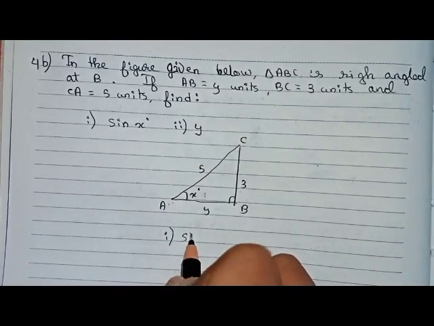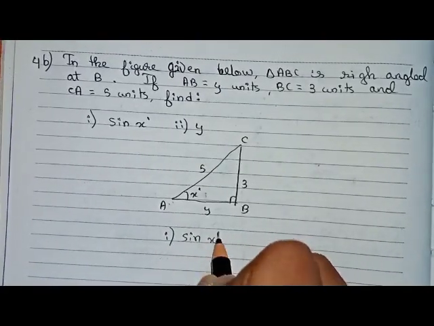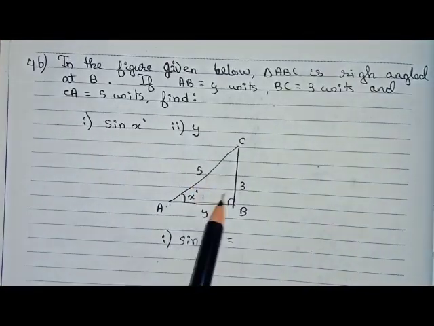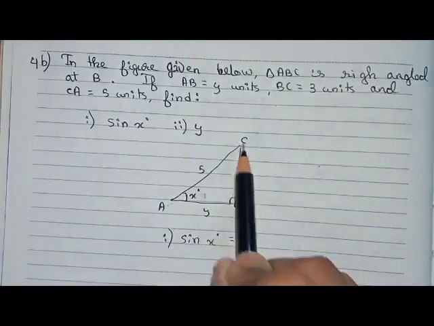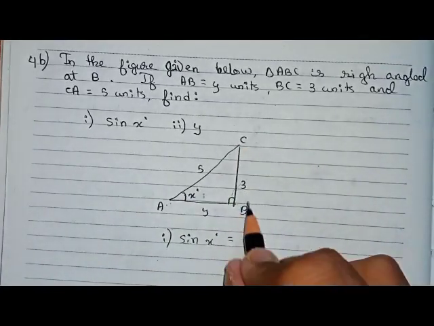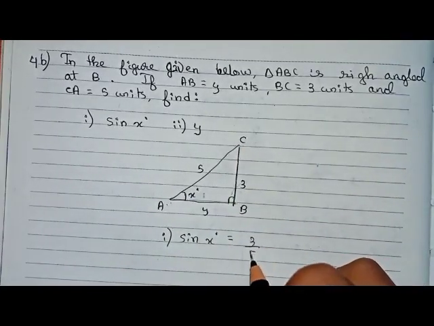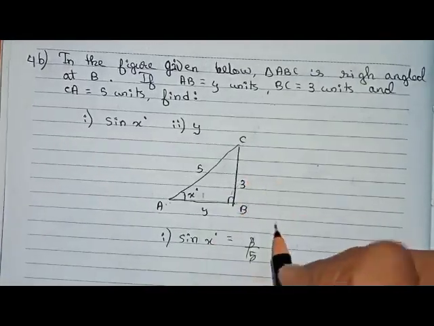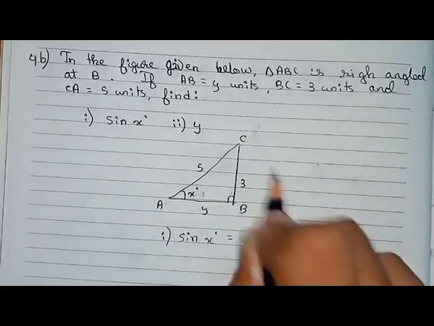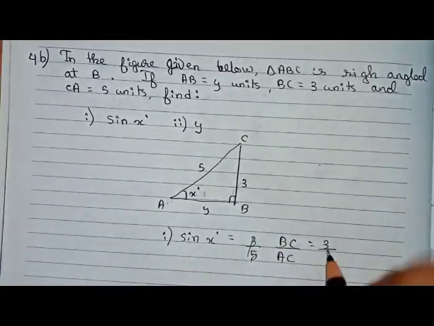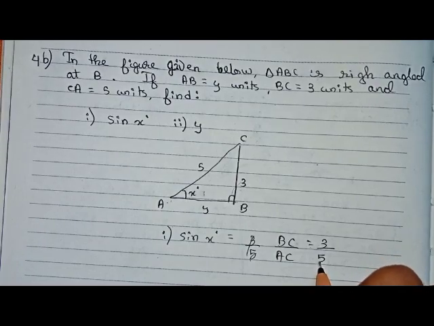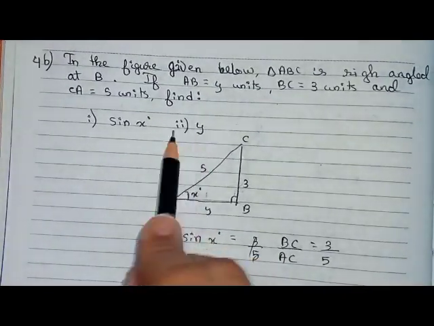So number 1, sin x degree is equal to, so x, sin means height by hypotenuse. So our height is BC and hypotenuse is AC. So BC 3 by 5. So we write it first, BC by AC. So BC is our 3 and AC is our 5. So 3 by 5. So now y units.